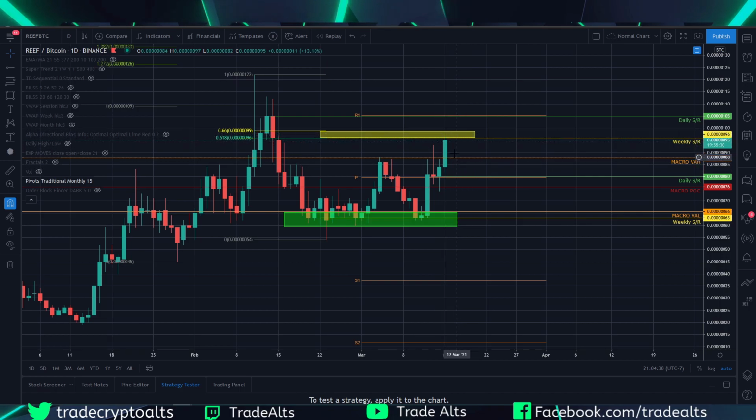If you're rejected here, it wouldn't surprise me to come back and test your monthly pivot again, daily level. But ultimately, my gut tells me, judging by how I've been monitoring Reef for a little bit, I would not be surprised if this actually pushes through here. But again, this is your critical area to watch.